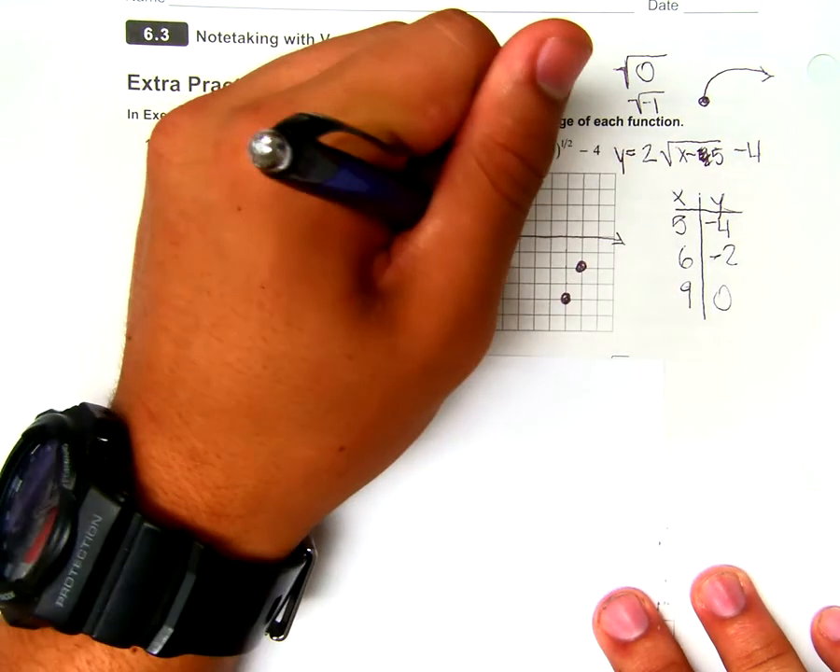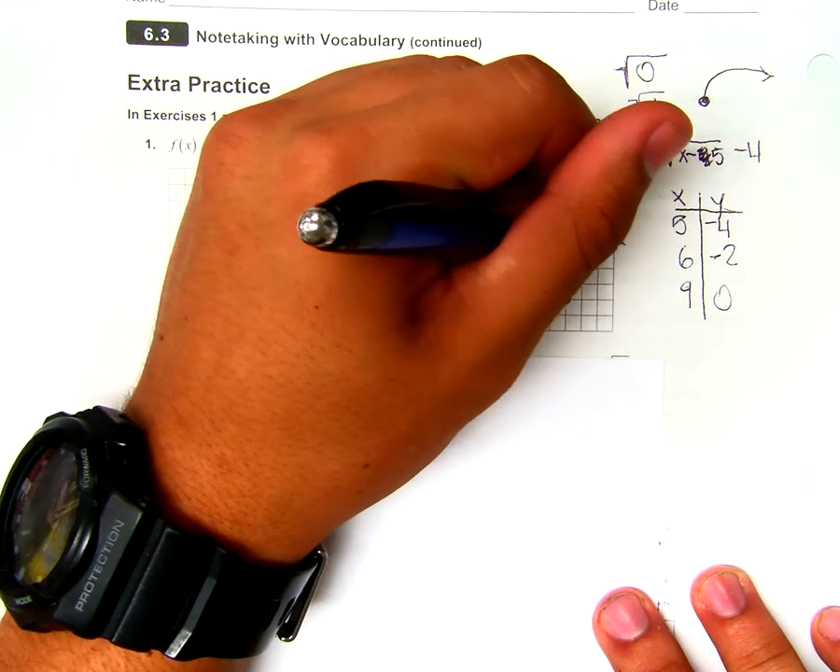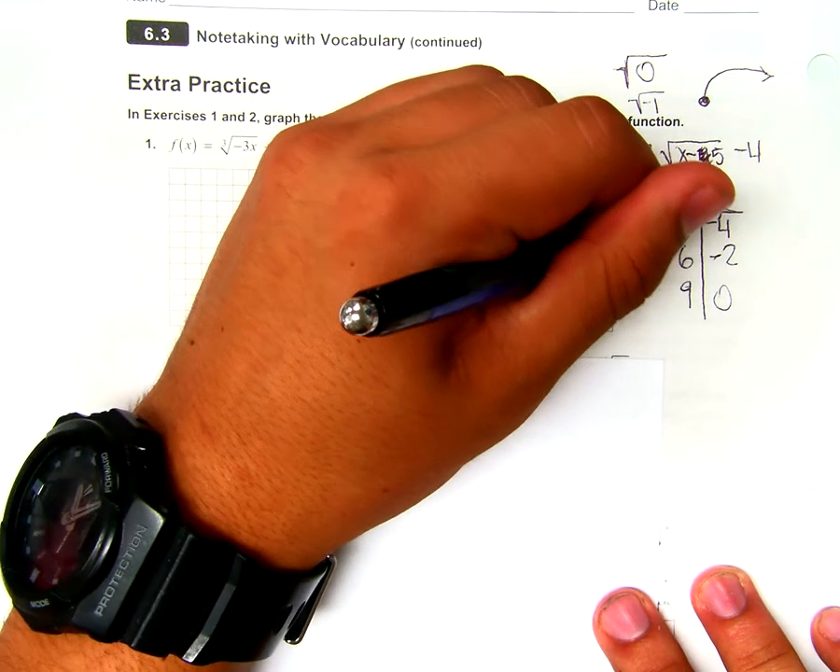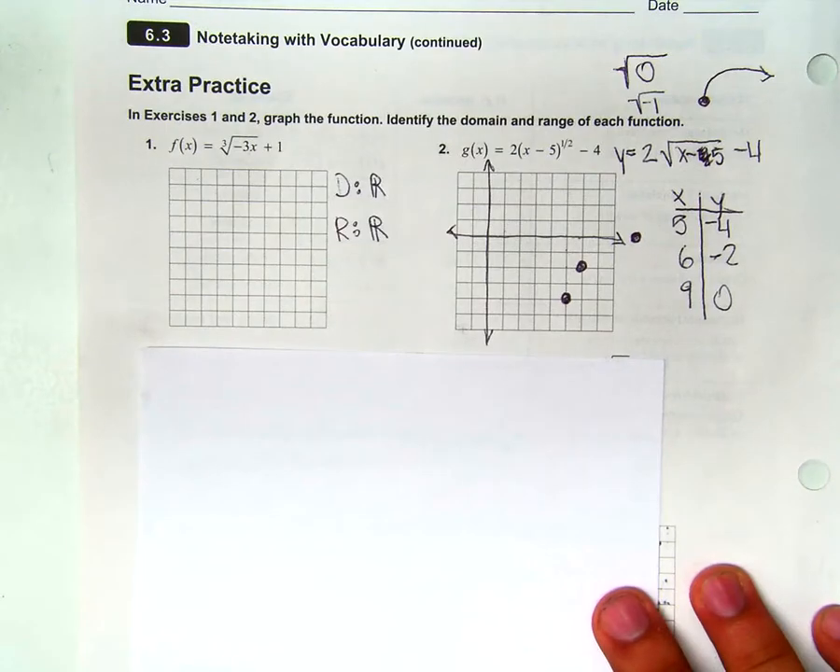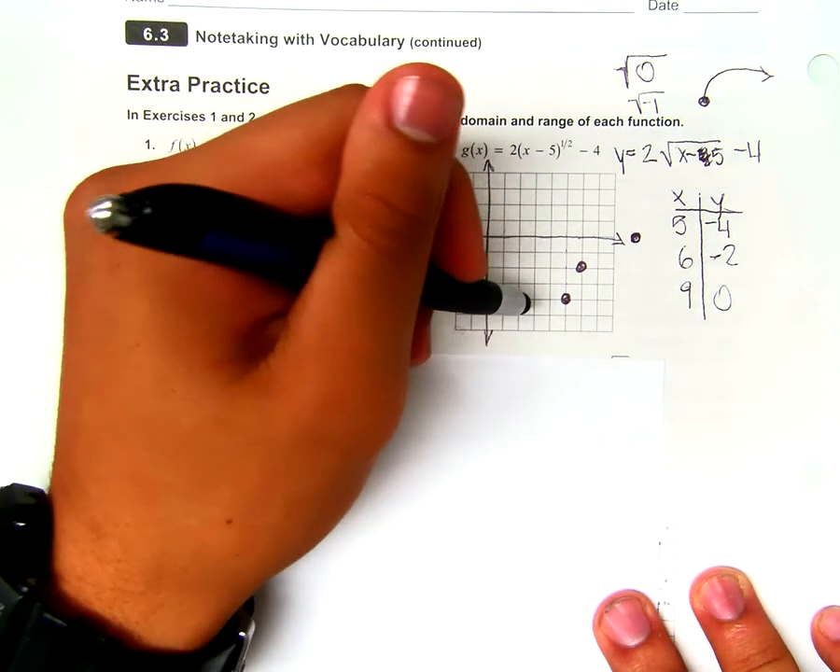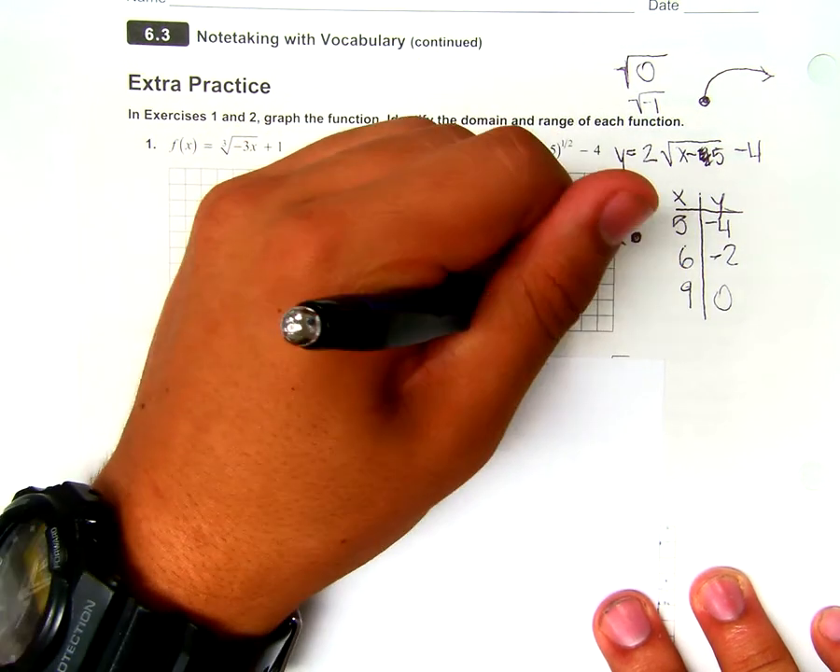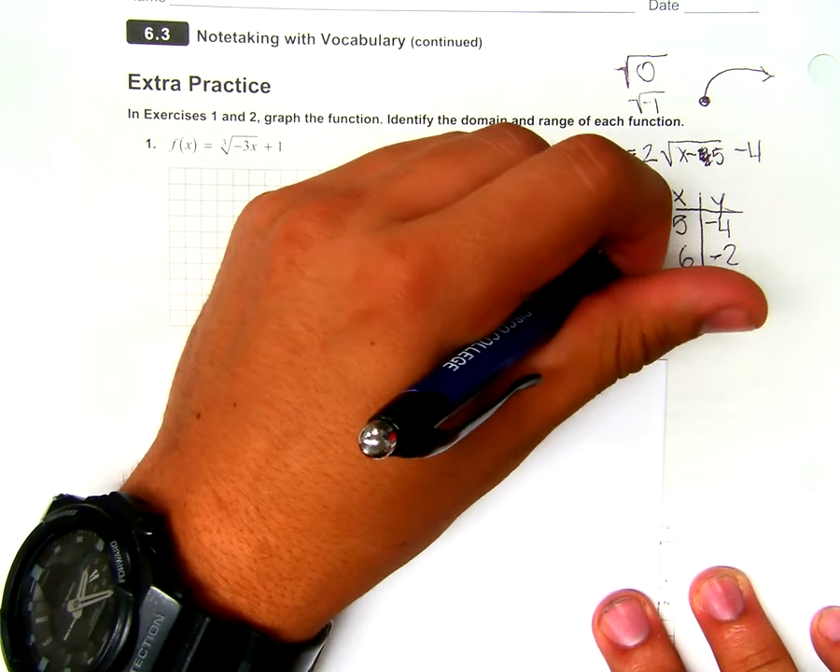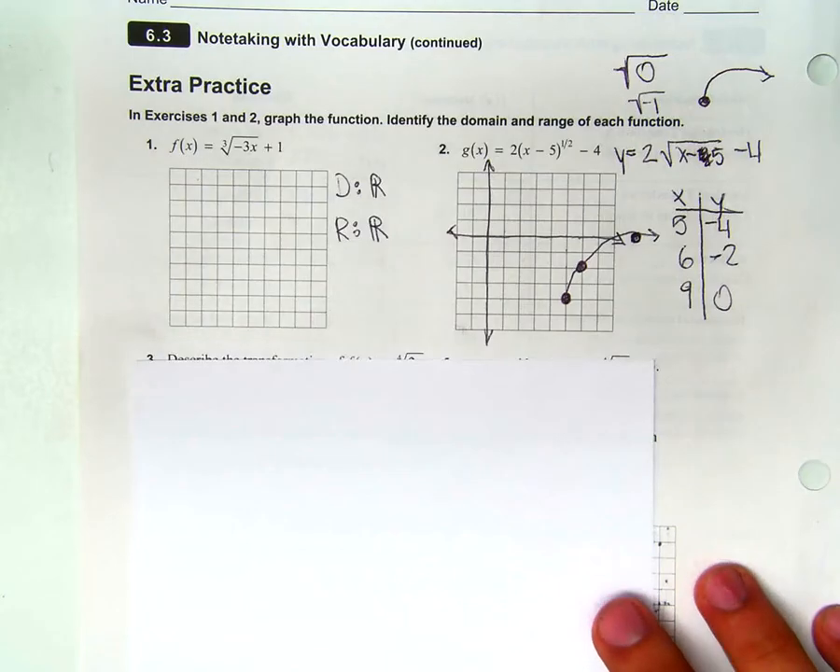So here, let's go 1, 2, 3, 4, 5, 6, 7, 8, 9, 0. So about right there. I know it's off the graph, but that's where 9 would be. The point 9, 0. So now we have 3 points, and we can draw our graph. Start at the starting point right here and draw your square root function. Sketch it.